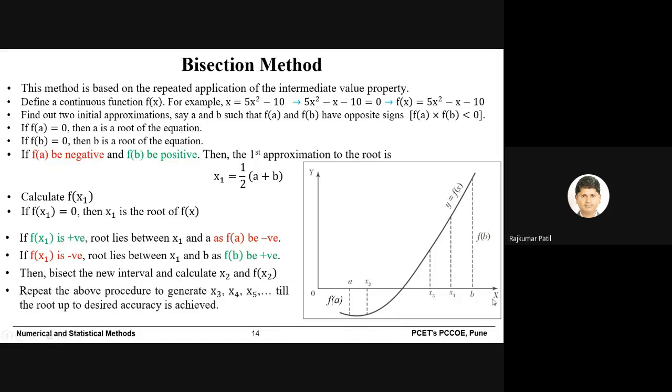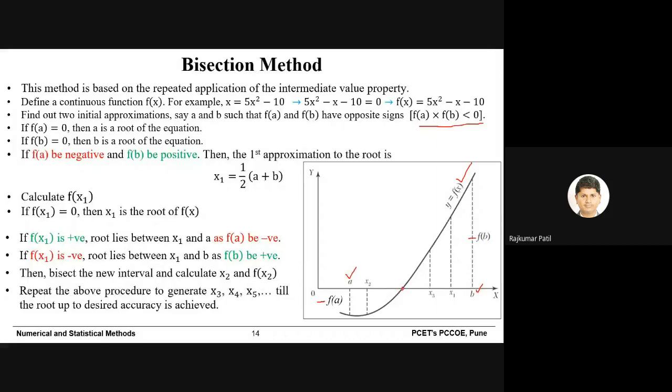Okay, so what we do, we just find out the initial approximations a and b. Here you can see y is a function f of x, which is continuous, and we assume the first approximation a, for which f of a is negative. We took the second initial approximation, that is b, for which f of b is positive. So the product of f of a and f of b is negative. Here you can see, so you definitely say there is a root between a and b.